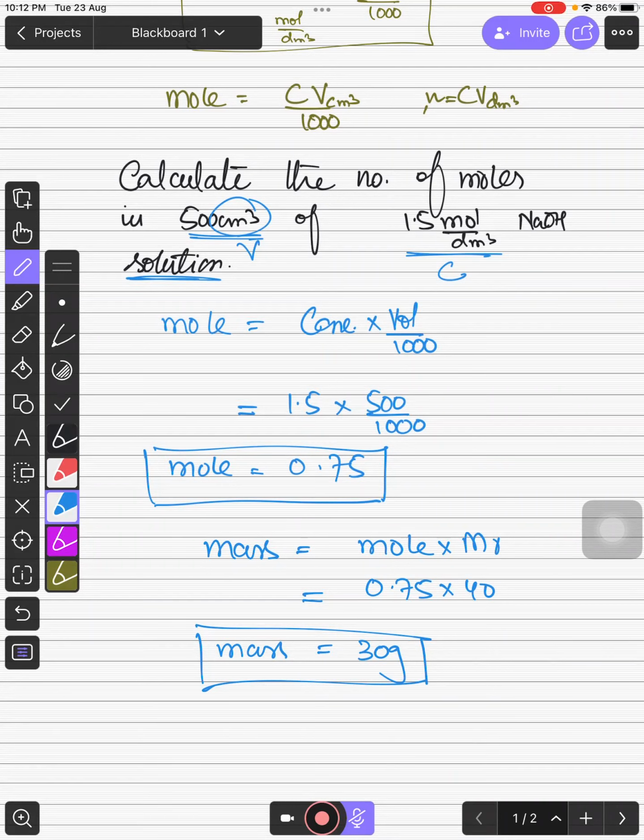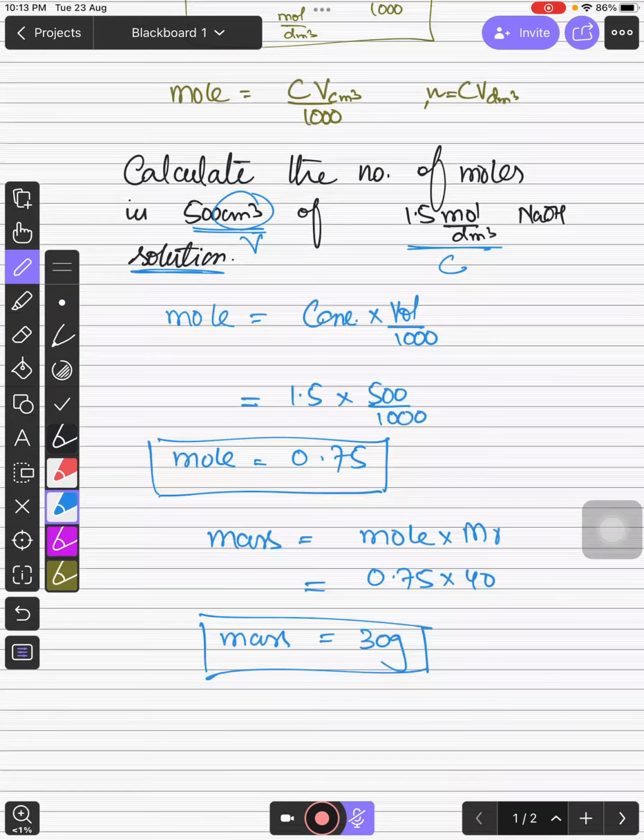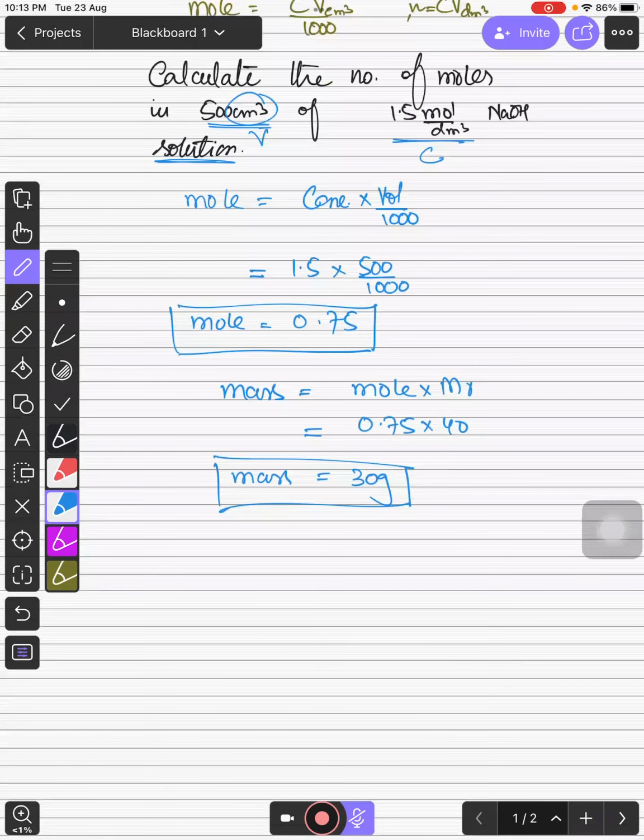अगर एग्जामिनर आपको सिर्फ कॉन्सेंट्रेशन और वॉल्यूम दे दे तो आप मोल भी निकाल सकते हो, और फिर मोल से आप क्या निकाल सकते हो बच्चों, मोल ही से आप मास भी निकाल सकते हो. आप उसको बता सकते हो कि भाई आपने इतना मास इसमें मिलाया था, राइट बच्चों? Yes sir.